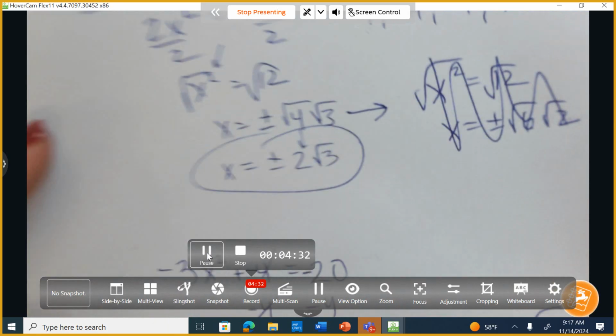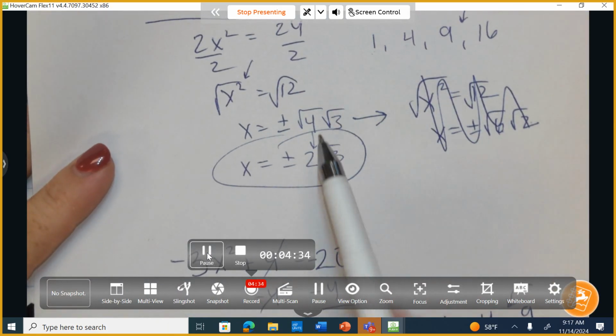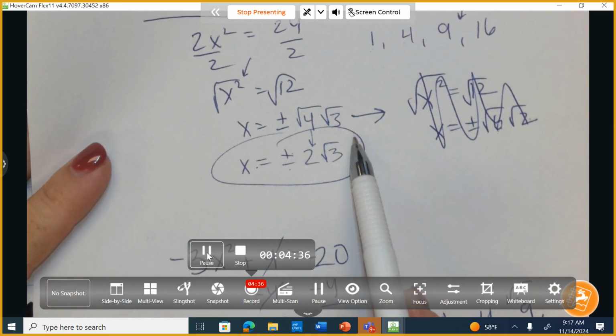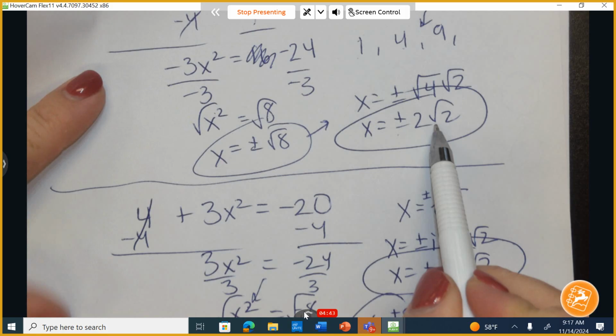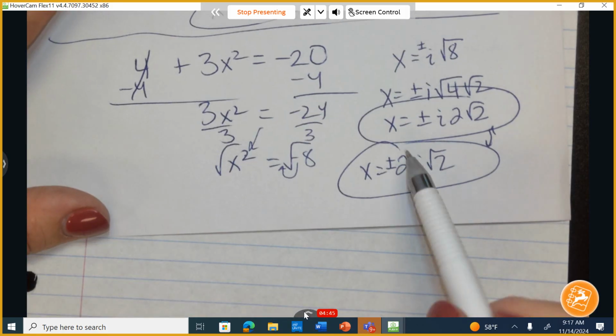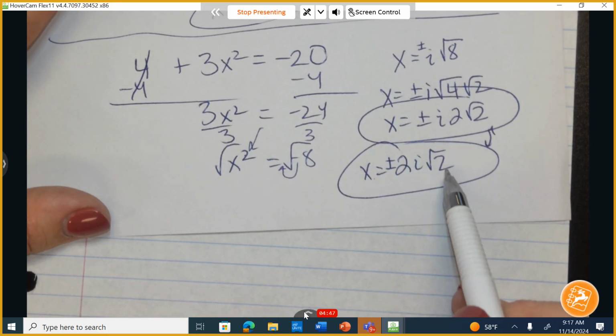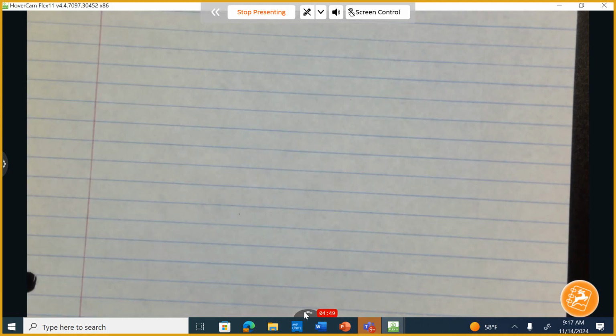Let's talk about solutions and what type. Let me go back to the first one. Here I have two solutions and they're both real. Let's go to the next one. Again, I have two solutions and they're both real. My third and final example, I have two solutions and they're both complex. I know they're complex because they contain an i.